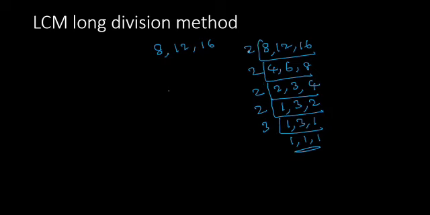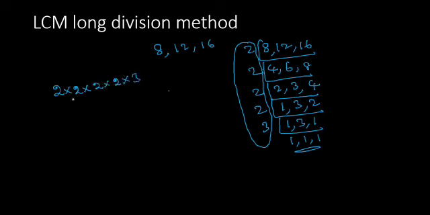Now what you have to do is multiply all these factors. All these factors have to be multiplied to find the LCM. So what are the factors here? 2 into 2 into 2 into 2 into 3. So 2 into 2 is 4, 4 into 2 is 8, 8 into 2 is 16 and 16 into 3 is equal to 48. So the LCM of 8, 12 and 16 is 48. This method is called the long division method.